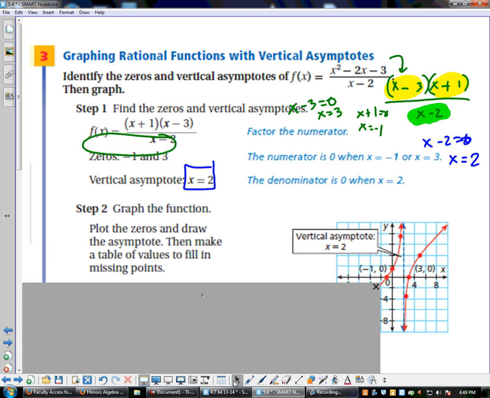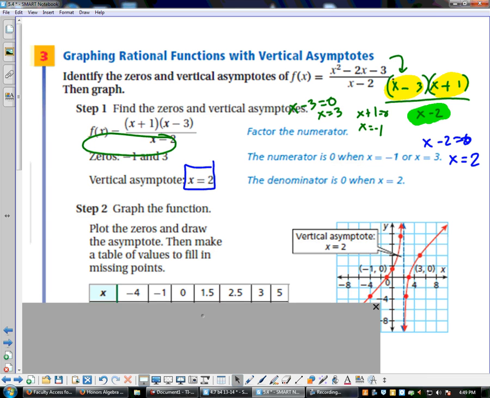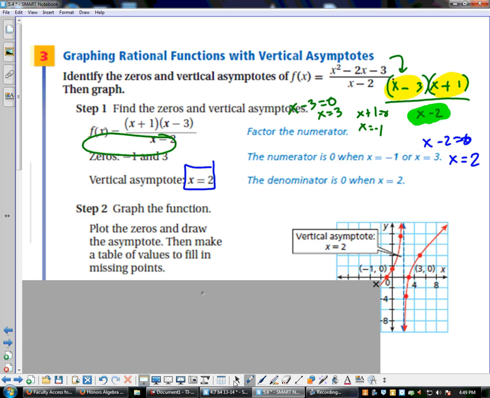So step 2 says graph the function. All right, so to graph this function, we would plot the zeros and draw the asymptote and then make a table of values to fill in the missing points. So we would start by plotting our zeros. We had 1 at, let's see, we're going by 2's here. So that's 2, 4, 6, 8. So here is the 0 that is positive 3. And here's the 0 that is negative 1. And we know we have a vertical asymptote at x equals 2.